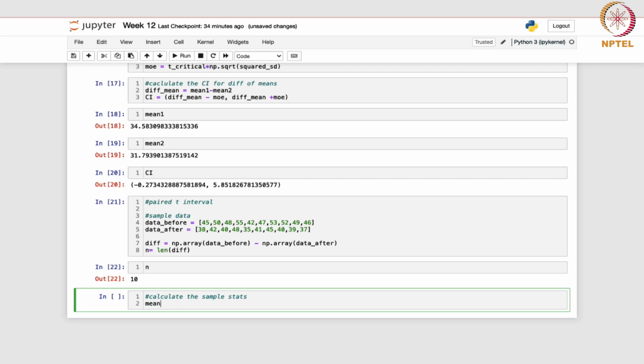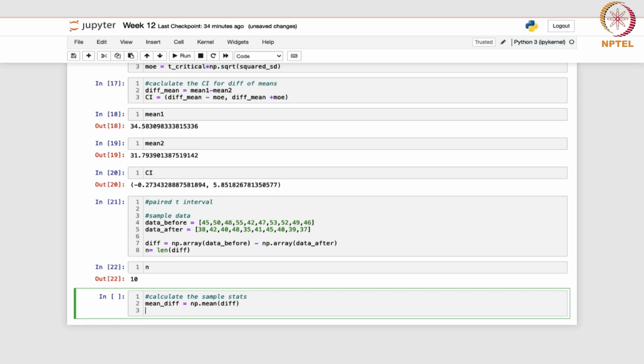Now we can calculate the sample statistics. So the mean difference, that is d bar, would be np.mean of the differences that we have calculated, and the standard deviation of the difference would be np.std of the differences, with ddof, that is the sample variance. Okay, so we are calculating SD, the sample standard deviation, over here.